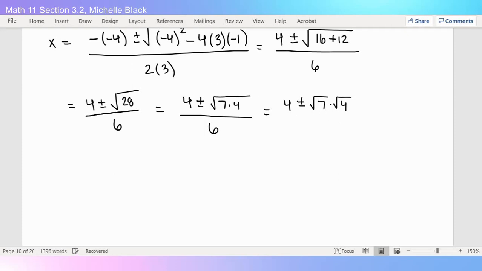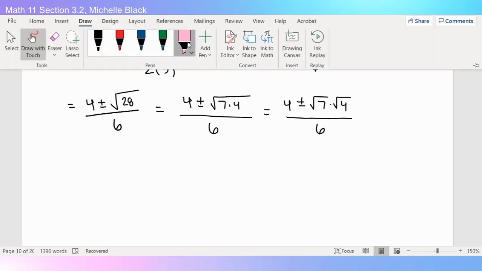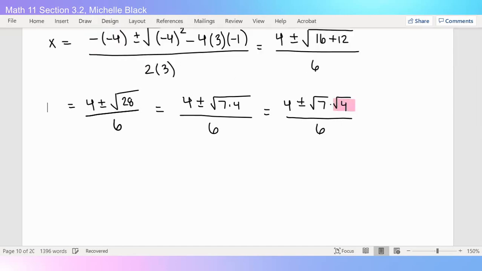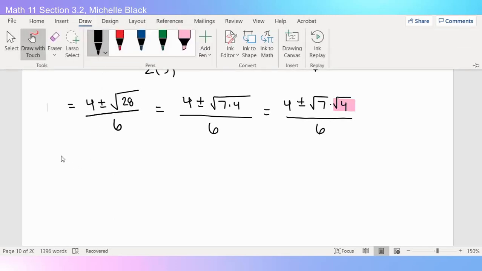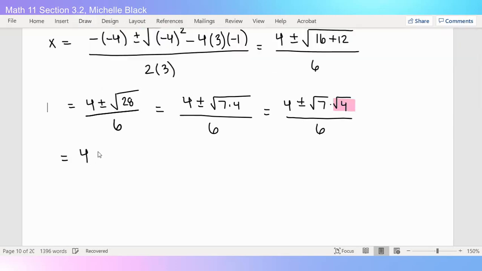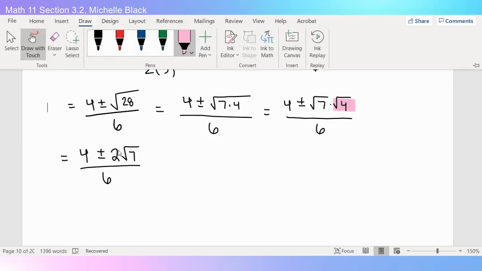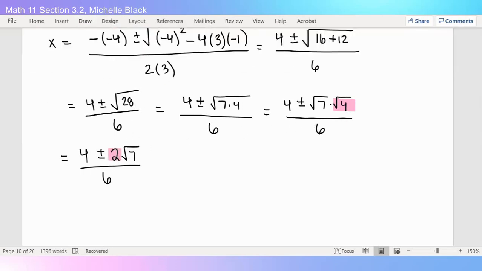And if I do that, maybe I'll notice that I know the square root of 4. The square root of 4 is 2, so I'm going to pull a 2 out. So I have 4 plus or minus 2 square root of 7. I don't know the square root of 7, so it gets to stay inside. And this 2 that I pulled out is from that square root of 4.